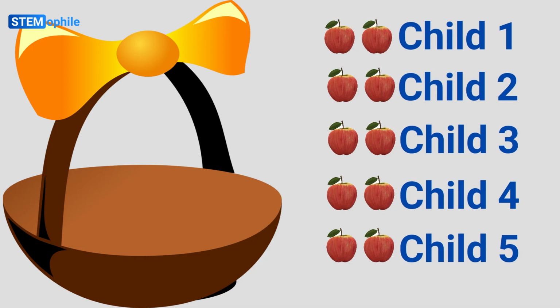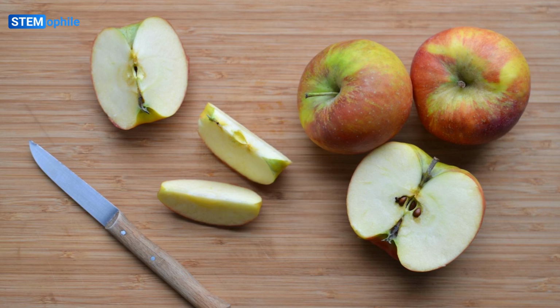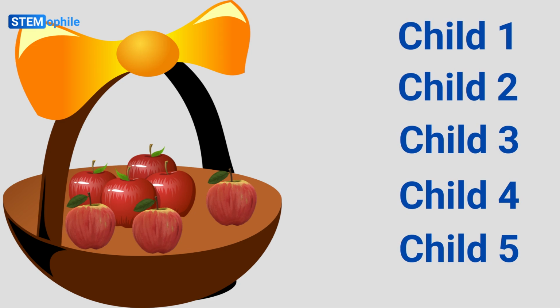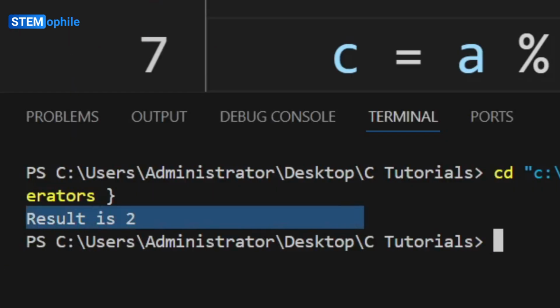There's one rule in modulus. Do not cut the apples into pieces. Give complete and equal apples to each child. If there are extra apples left, keep them in the basket. For example, if the father has 7 apples, he gives 1 apple to each child, and there are 2 extra apples left. He could have cut them into equal pieces. But as I said, the rule is to give complete and equal apples. So, in this case, how many apples are left in the basket? 2. So the result of 7 mod 5 is 2.